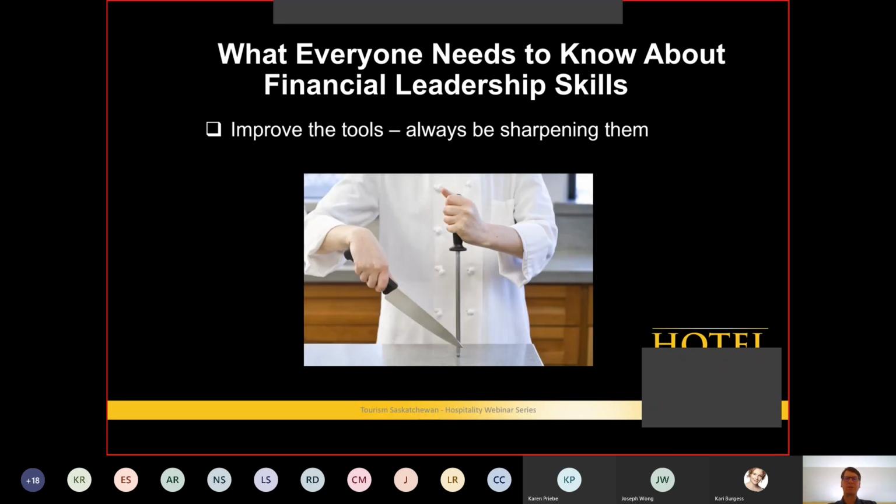Always be sharpening your tools. Figure out what tools we use. How am I utilizing them? If you've got computer systems and you've got processes, how are you using them? I go into so many hotels and they've got incredible investments in technology and they're not even using it. Look around your hotel, look around your company, look at the stuff you're using. And if you've got a computer system and there's a bunch of menu items on that system you've never even used, then you've got tools that need to be sharpened.